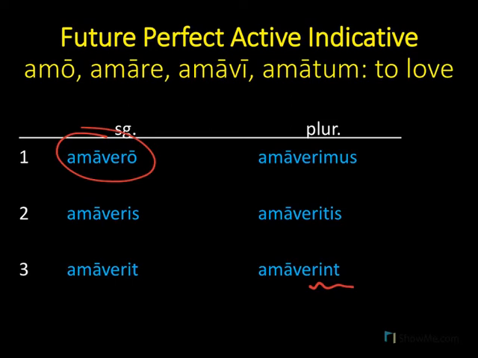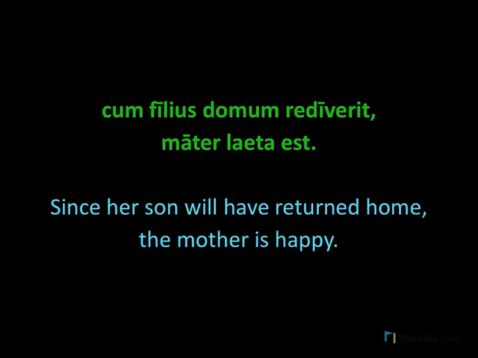So let's go back to that example from the beginning. Cum filius domum rediveret, mater laeta est. So you might say at first, rediveret, that looks like a future perfect indicative. And so we can translate it as a future perfect indicative, which would turn out to be, since her son will have returned home, the mother is happy.